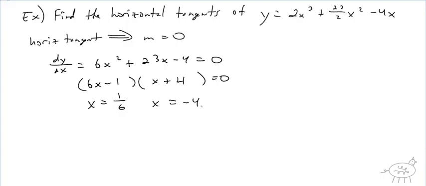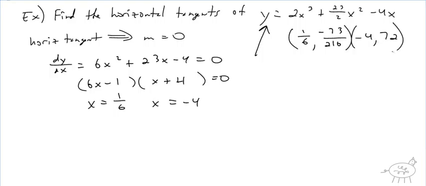Okay, and if I'm asking you to find the horizontal tangents, I'm probably asking you to give me a coordinate. I might ask you for the x coordinate, then that's your answer right there, 1/6 and negative 4. But if I ask you to find the x and y coordinate, you're going to plug it back into the original formula. Use your graphing calculator, use your fraction button. Anyway, you get 1/6 comma negative 73 over 216, and the other one is negative 4, 72. Okay? And that is finding your horizontal tangents.